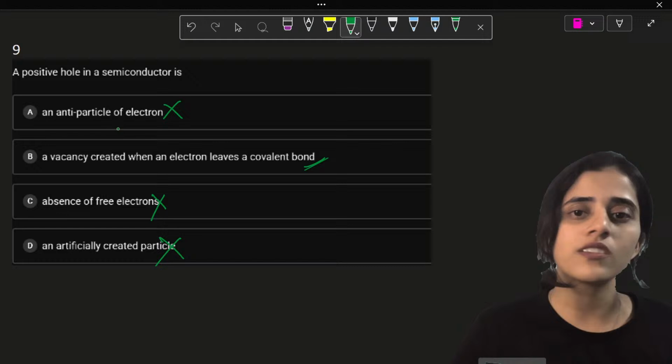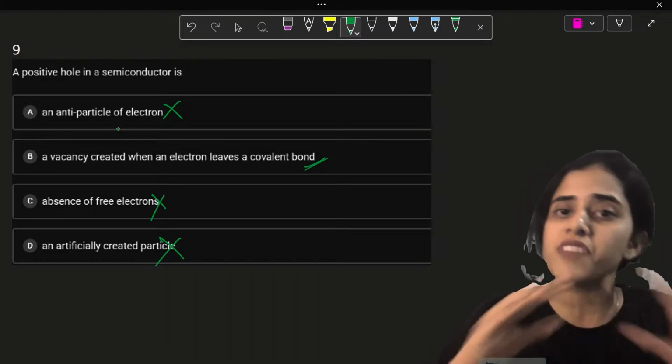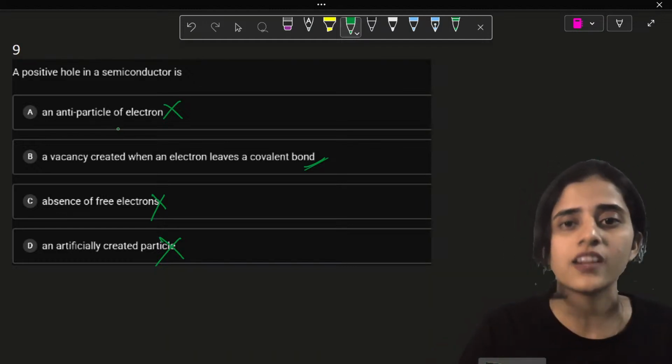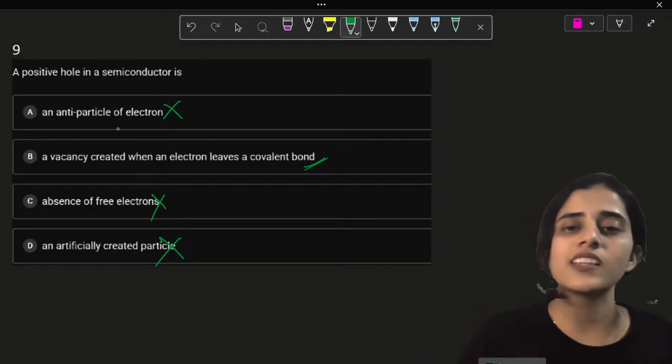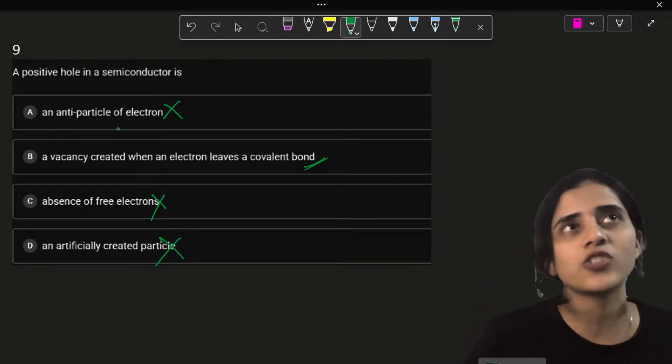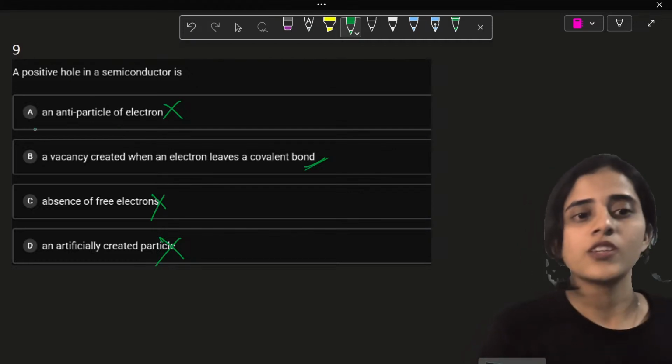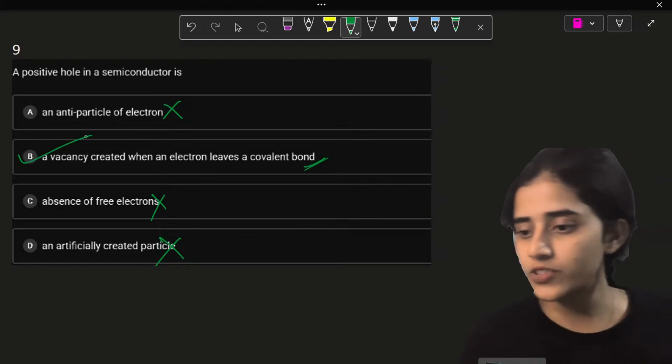If an electron was never there, there is not going to be a hole there. Only if an electron leaves, then that vacancy becomes a hole. So option B. Alright, students?